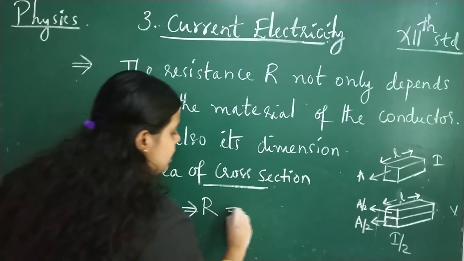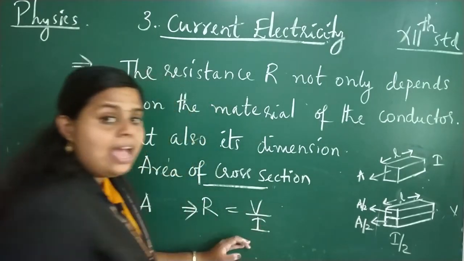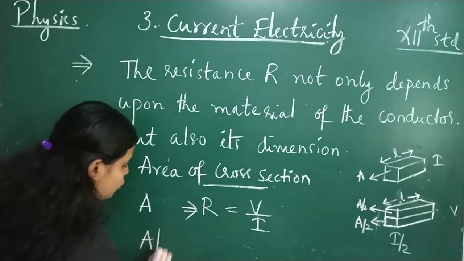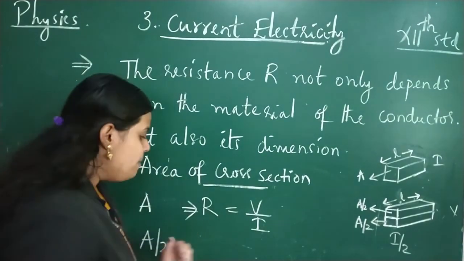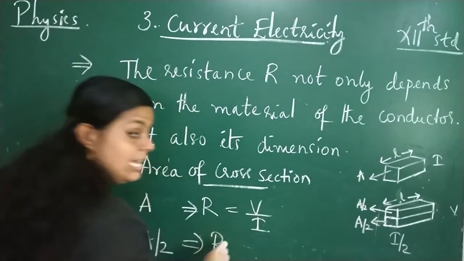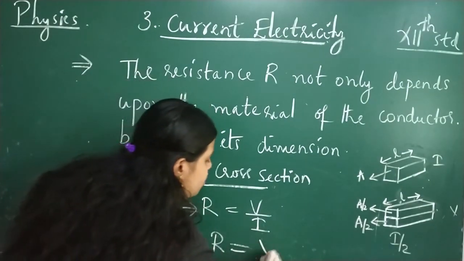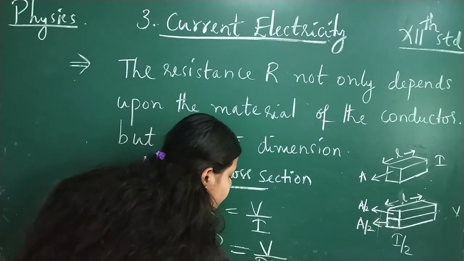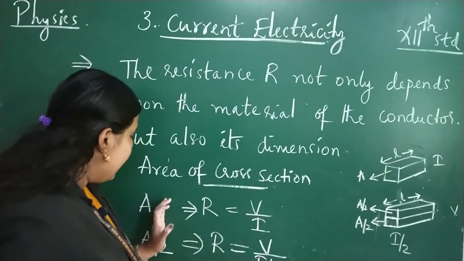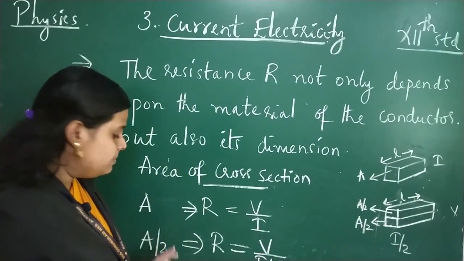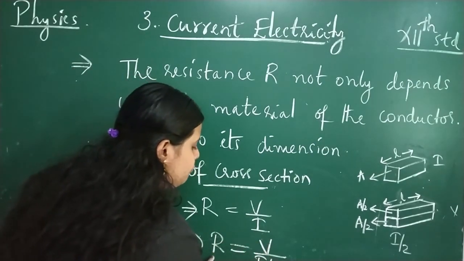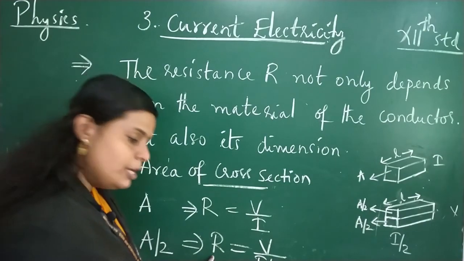Okay, so here when the area of cross section is A, what about the resistance? Resistance R is equal to V divided by I, right? But when the area of cross section is A by 2, what about the resistance? Yes, resistance R is equal to V divided by I becomes I by 2, right? When A becomes A by 2, I becomes I by 2. So R is equal to V by I divided by 2.